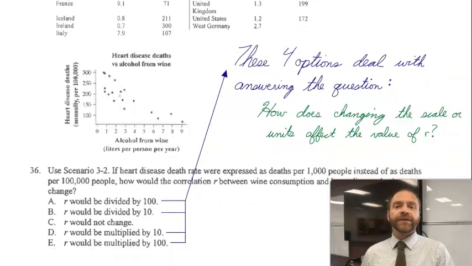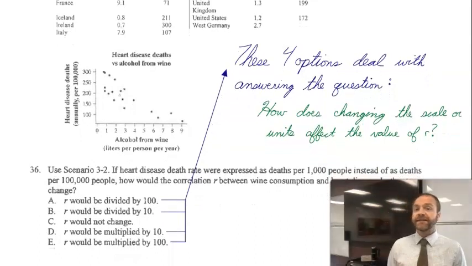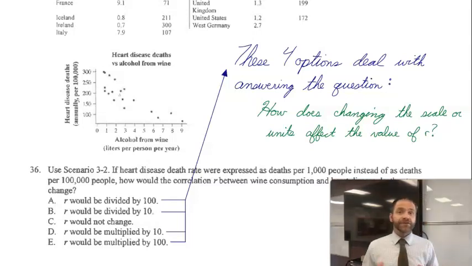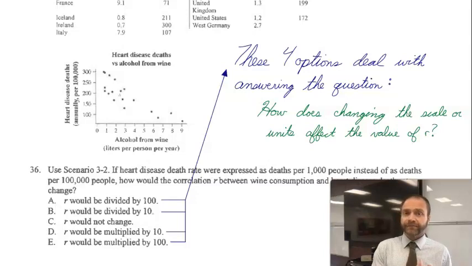Now if I look at choices A, B, C, D, and E, what I'm going to see is that choices A, B, D, and E, those four options, deal with answering the question, how does changing the scale or units affect the value of R? Choice C says there is no change. So A, B, D, and E say there is a change, that if I change the scale or the units, I'm somehow also changing the value of R. C says there is no change. It doesn't matter what your units are.